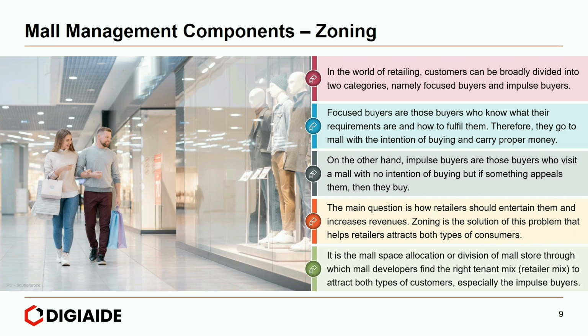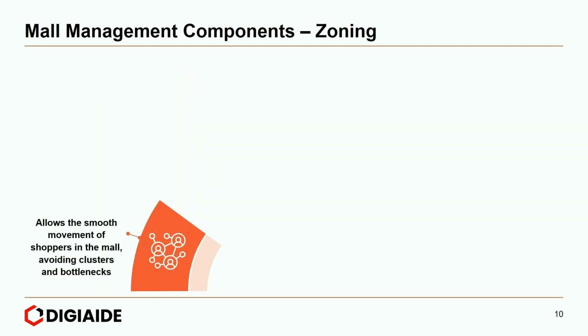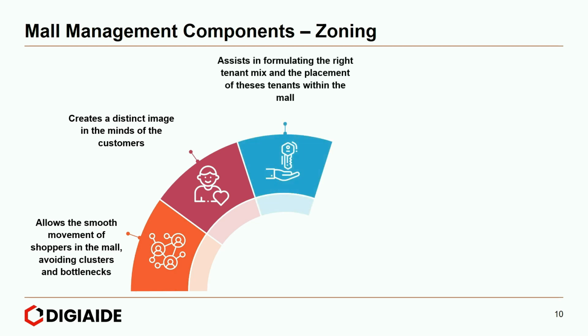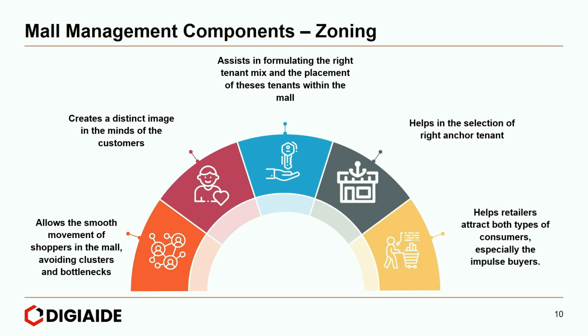Zoning is a mall space allocation or division of mall stores through which mall developers find the right tenant mix, as in the retailer mix, to attract both types of customers, especially the impulse buyers. Moving on, zoning entails the following. First, it allows the smooth movement of shoppers in the mall, avoiding clusters and bottlenecks. Next, it creates a distinctive image in the minds of the customers. Third, it assists in formulating the right tenant mix and placement of these tenants within the mall. Fourth, it helps in the selection of the right anchor tenant. And finally, it helps retailers attract both types of consumers, especially the impulse buyers.